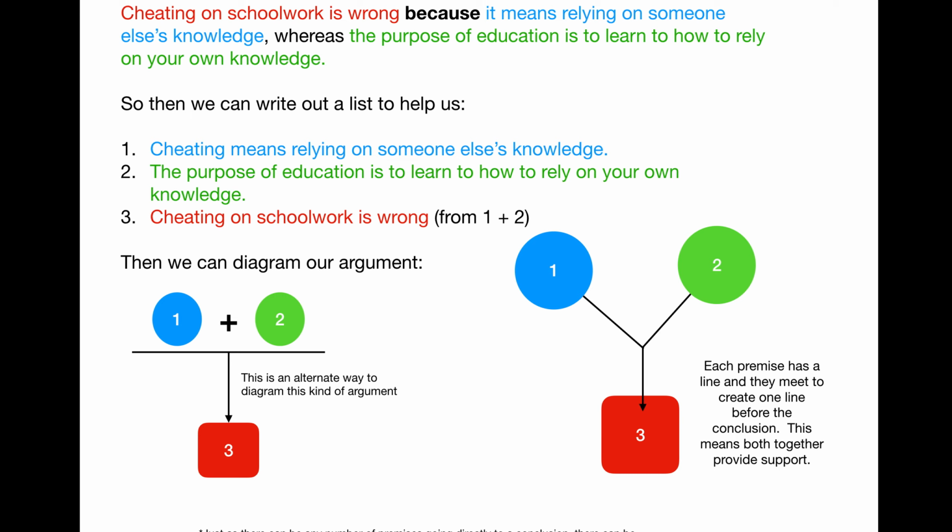And just as there can be any number of premises going directly to a conclusion, there can be more than one on that point. So we could have 1 plus 2 plus 3 plus 4 all on a line, and then one line going down from the horizontal line to the conclusion, which would be 5. Okay.